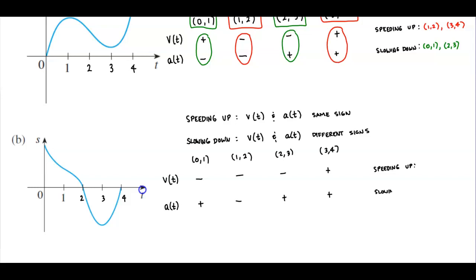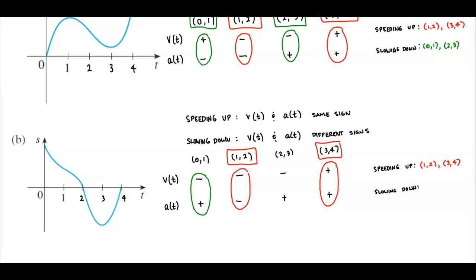and where is it slowing down. Well, wherever they have the same sign is where it is speeding up. So it's speeding up in the interval from 1 to 2, since they had the same sign there. And they also have the same sign in the interval from 3 to 4. And it is slowing down in the interval from 0 to 1, since they have opposite signs. And it's also slowing down in the interval from 2 to 3.